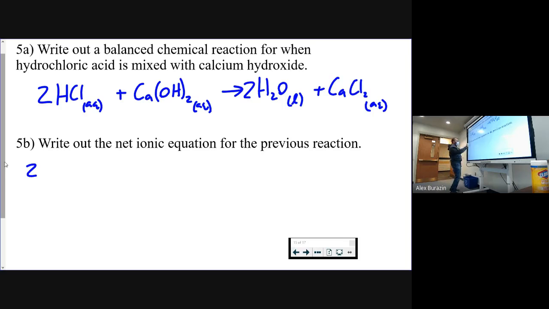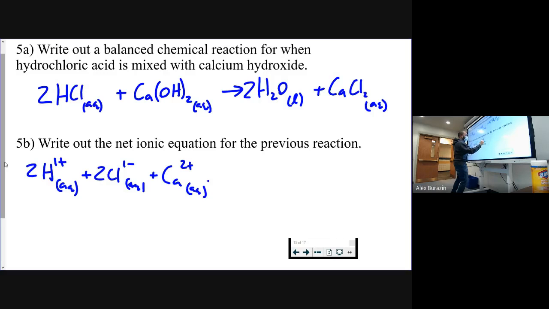I apologize. I have H1 plus, aqueous. That's acid, right? H1 plus, hydrogen ions, that's acid. We also have 2 chlorides. And I have 1 calcium. And I have 2 hydroxides. And on the product side, we get 2 waters.